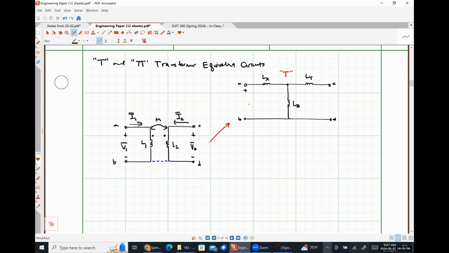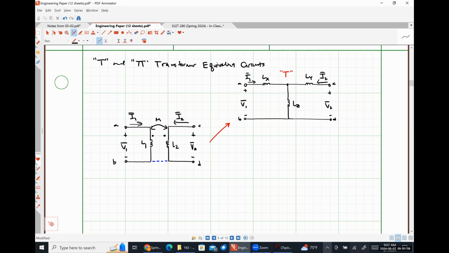First of which, the voltage V1 will still just be the voltage drop across terminals A and B. Voltage V2 will still just be the voltage drop across terminals C and D. The current I1 is still the current flowing into terminal A. The current I2 is still just the current flowing into terminal C.